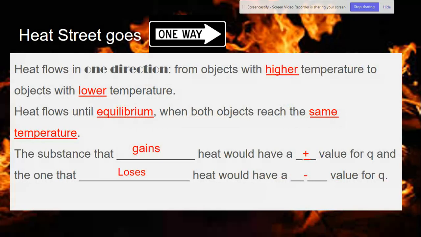But as you recall from the lab where you're touching things in the oven, it's not absolutely the temperature that determines whether or not you burn yourself. So heat flows in one direction from something with higher temperature to something with lower temperature.